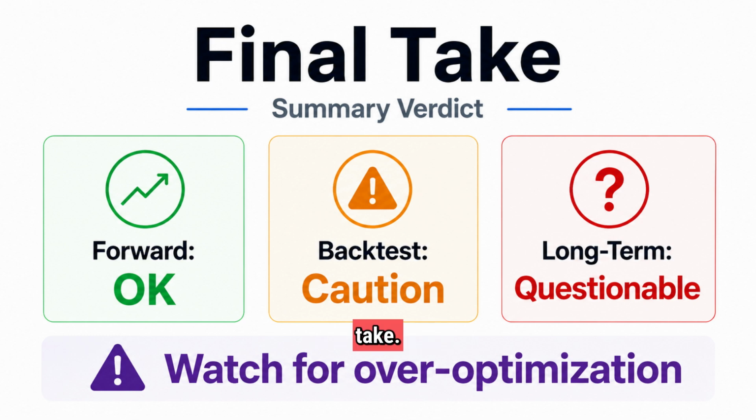Here is my final take. The forward test is okay. The EA does not look like a dangerous classic grid system, and the current public result is not bad. But the long-term backtest is weak. The default settings are especially weak, and the improvement after 2018 raises a possible over-optimization concern.